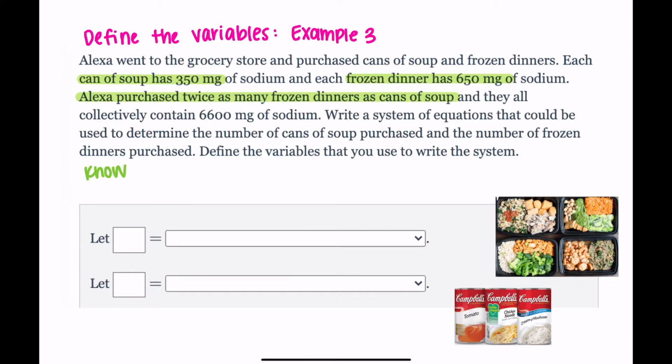And they all collectively, so all together, contain 6,600 milligrams of sodium. Write a system of equations that can be used to determine the number of cans of soup purchased and the number of frozen dinners purchased. So we need to determine the number of cans of soup and the number of frozen dinners. So that's going to be our variables, X and Y.